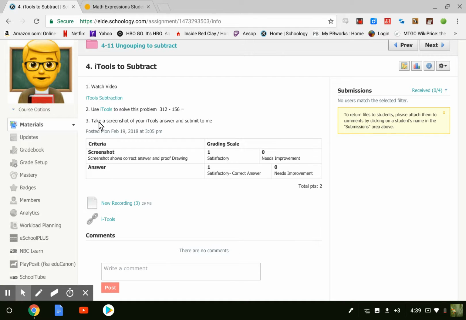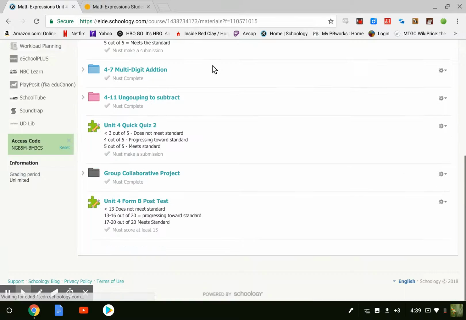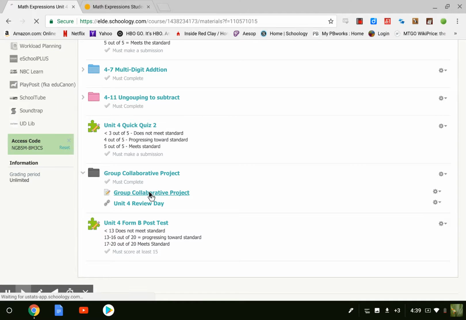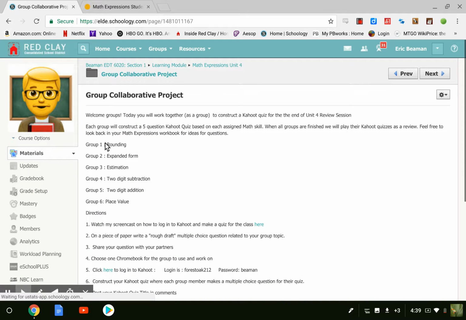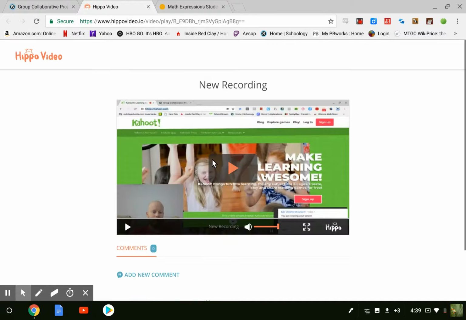Now, the group assessment, the group assignment would be right here. Group assignment, group collaborative project. I decided that as a group, they were going to be assigned the different skills they learned in Unit 4, rounding, expanded form, estimation, two-digit subtraction, addition, place value. And basically, they have to watch a screencast on how to make a Kahoot quiz. I set up a Kahoot account for my class.